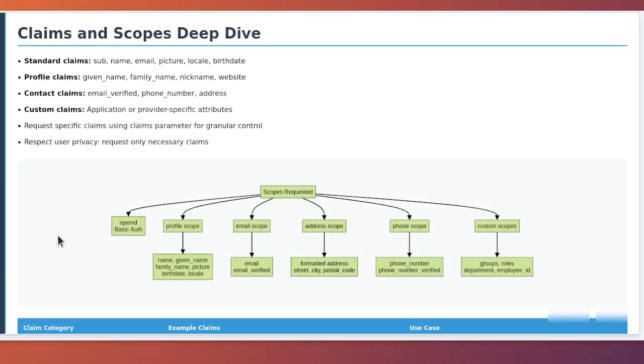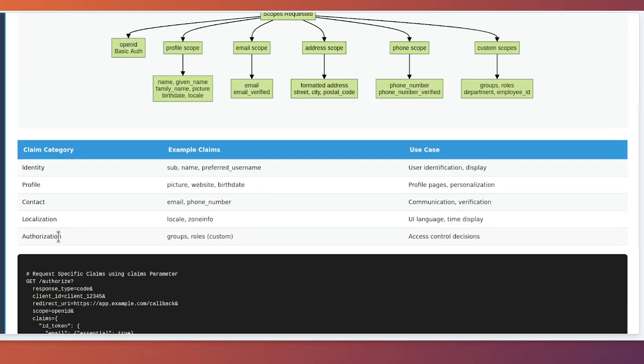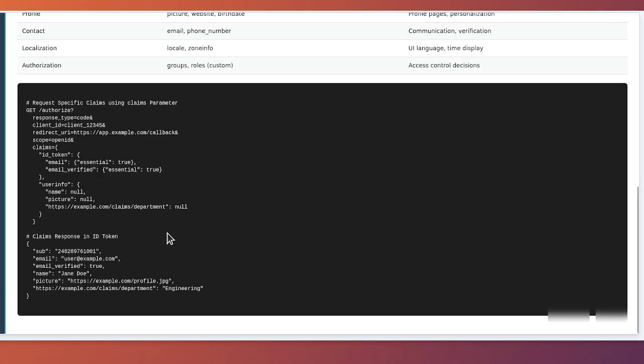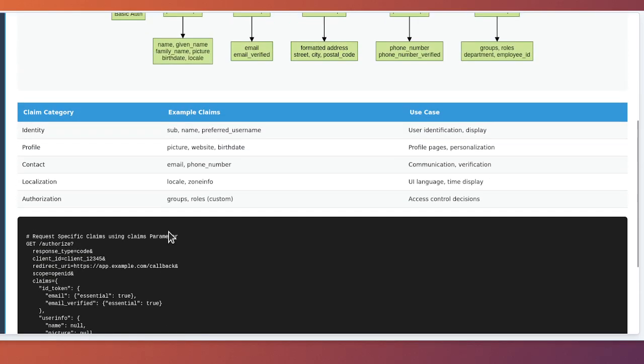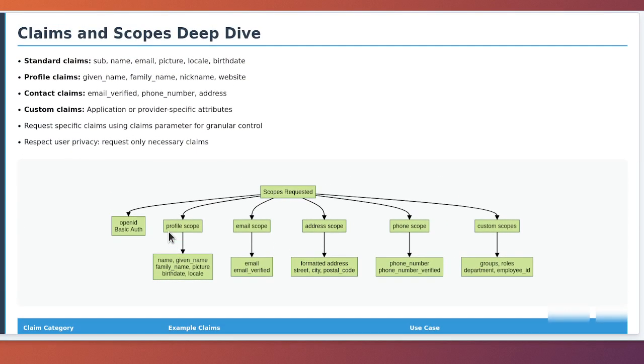Claims and Scopes Deep Dive. Claims in OpenID Connect are pieces of information asserted about an entity, typically the user. They represent the fundamental mechanism for conveying identity information from the OpenID provider to the relying party. Claims are returned either in the ID token or from the UserInfo endpoint, and they form the basis for making authorization decisions, personalizing user experiences, and fulfilling application requirements.